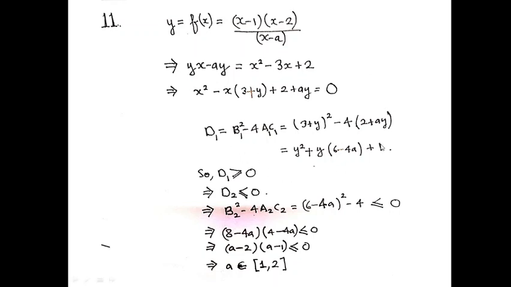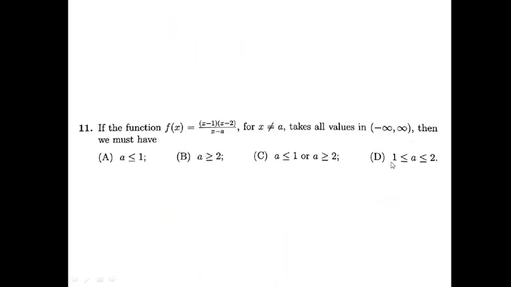So D1 should be greater than 0. For that to happen, D2 should be less than 0. And D2, what is D2? D2 is the discriminant of this equation. So D2 is b² - 4ac, that is (6 - 4a)² - 4 into 1 into 1, that is minus 4. So this should be negative. On factorizing this, you will get (8 - 4a)(4 - 4a) smaller than or equal to 0, (a - 2)(a - 1) smaller than or equal to 0, a belongs to [1, 2]. So you will get the answer is D.